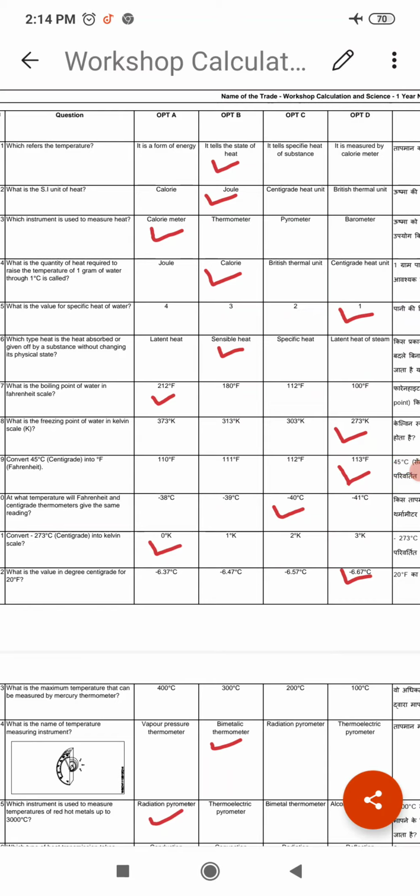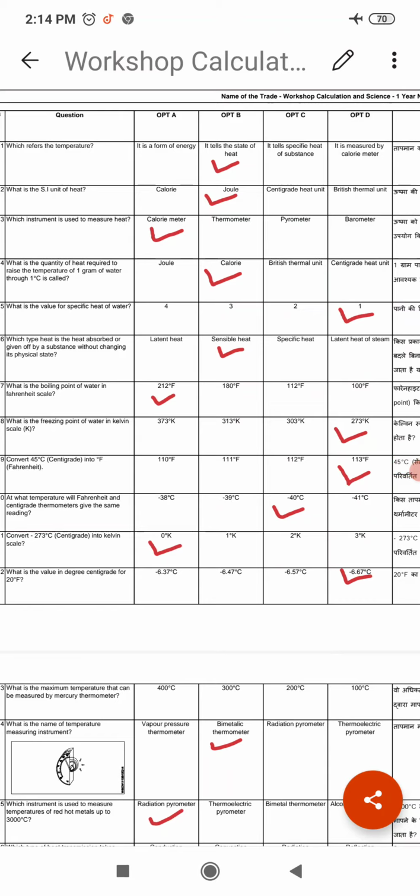Which refers the temperature? It tells the state of heat. Option B. What is the SI unit of heat? It's joule. Option B. Which instrument is used to measure heat? Calorimeter. What is the quantity of heat required to raise the temperature of 1 gram water through 1 degree centigrade? It is called calorie. Option B. What is the value of specific heat of water?